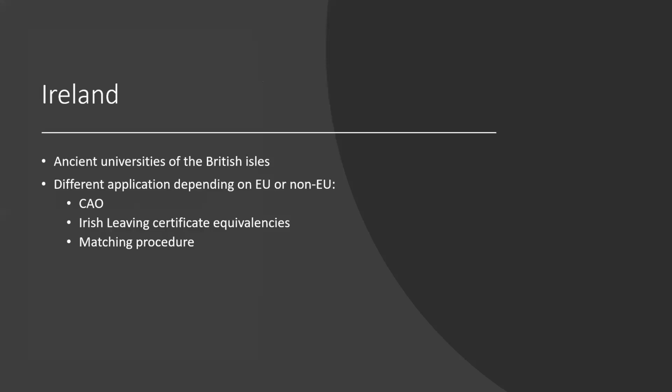A second area I want to touch on, and one that I think many students overlook as an option, is Ireland. Irish universities are part of the ancient universities of the British Isles. If you look back in the history of how universities developed within the British Isles, you will see places like Trinity College Dublin featuring alongside Oxford and Cambridge, St Andrews and Edinburgh. And the Irish universities fit very nicely into a historically British model of universities.